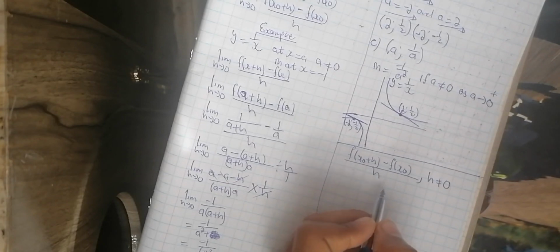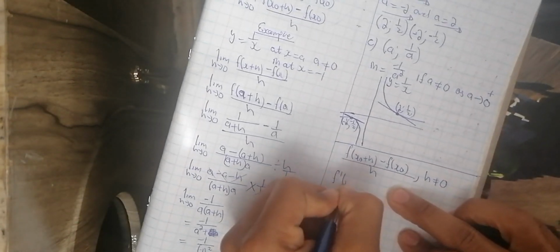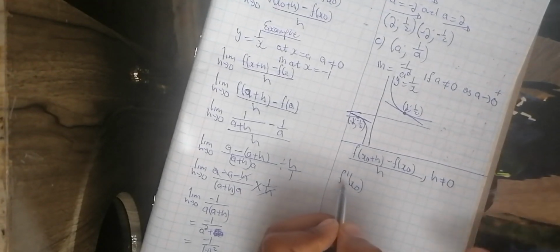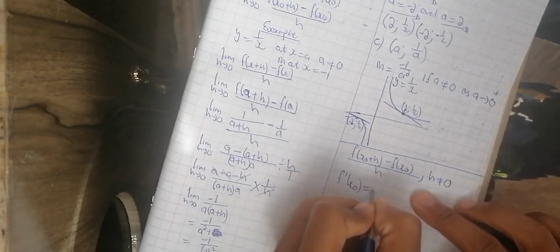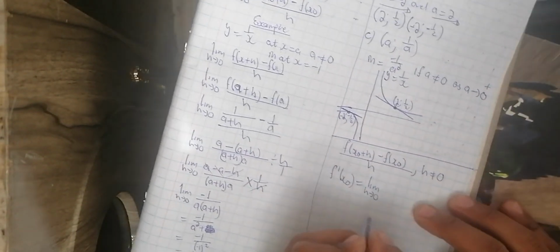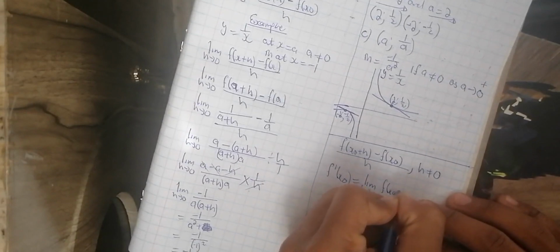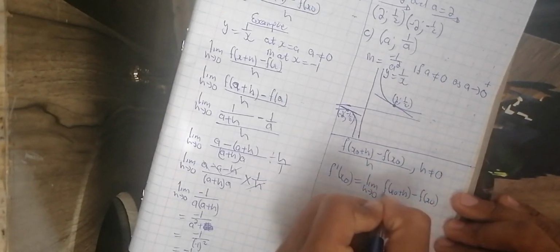special name and notation. Now, the derivative of a function f at a point xo is denoted by f prime of xo. What is this? This is the derivative. Very important. This is called the derivative of a function at a point xo. And the derivative of a function at a point xo is equal to the limit as h tends to 0 of f at xo plus h minus f at xo all over h, provided that the limit exists.